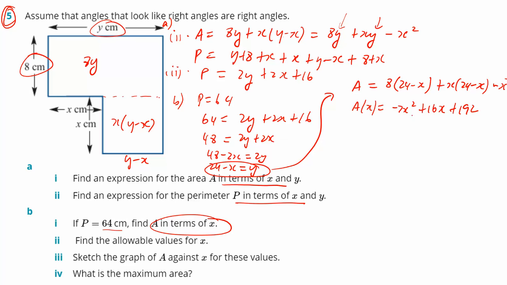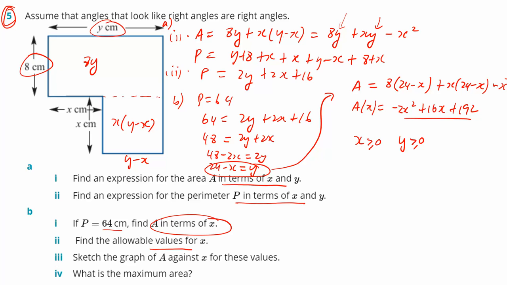So the key was it's in the same variable. We already have x's, no y's. So we've done that. Now it says find the allowable values for x. For allowable values of x, you've got to be sensible. Obviously, looking at the shape, we've got x and y. x has to be greater than 0. y has to be greater than 0 because we don't want lengths to be negative.